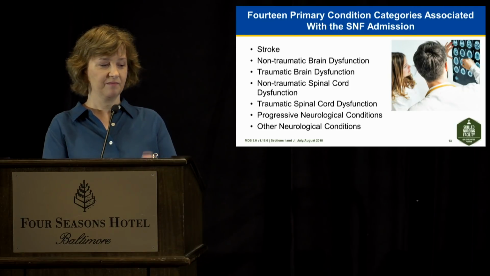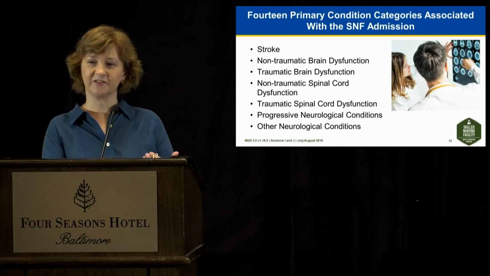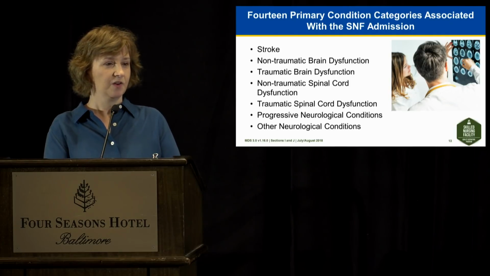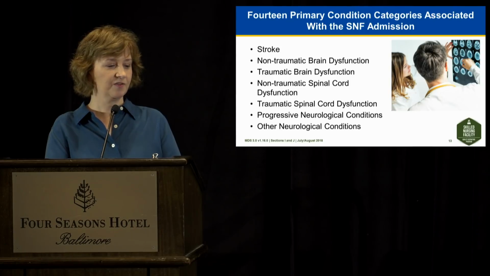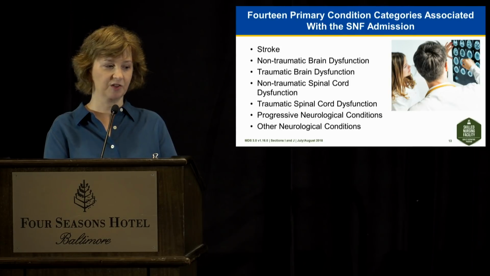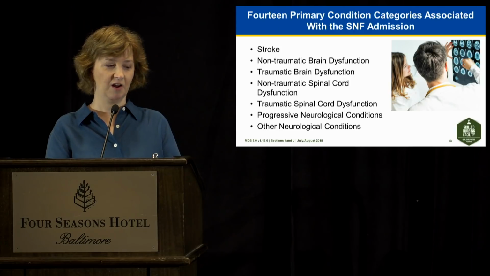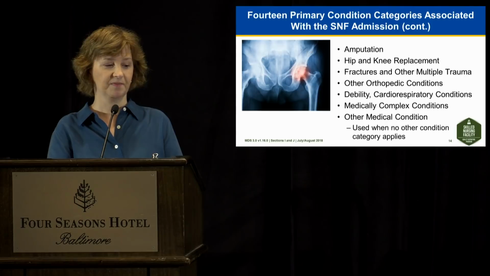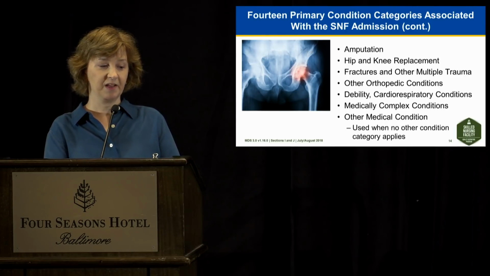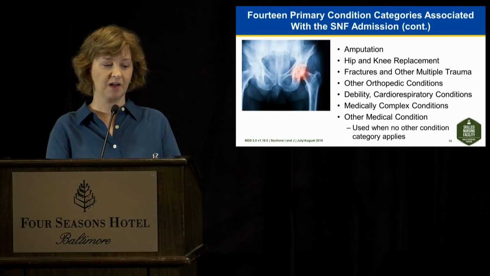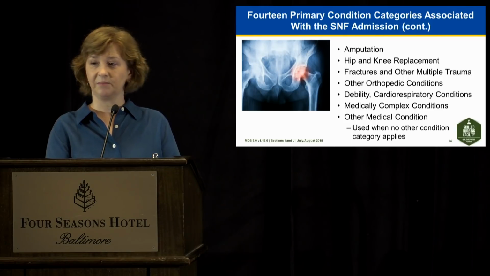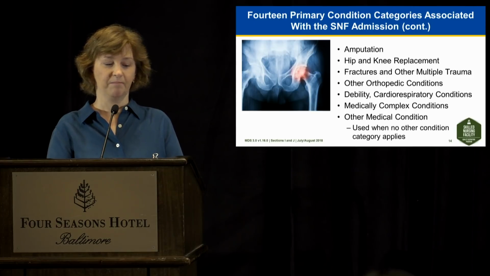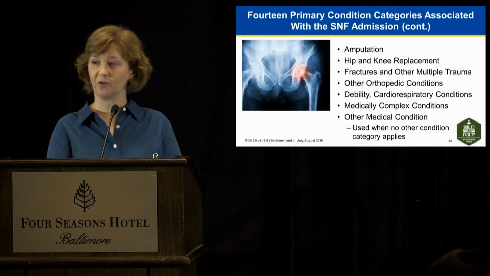So I will be reviewing just briefly in the next couple of slides the list of diagnoses, and then we'll go through some examples together. So the first diagnosis is stroke. The second is non-traumatic brain dysfunction, traumatic brain dysfunction, non-traumatic spinal cord dysfunction, traumatic spinal cord dysfunction, progressive neurologic conditions, other neurologic conditions, amputation, hip and knee replacement, fractures and other multiple trauma, other orthopedic conditions, debility and cardiorespiratory conditions, medically complex conditions, and other condition, which is used when none of the other categories apply.